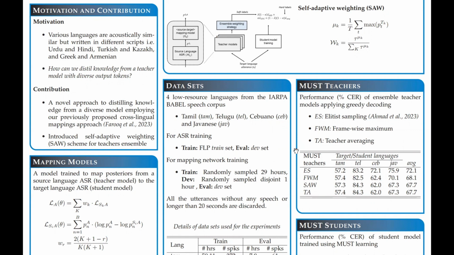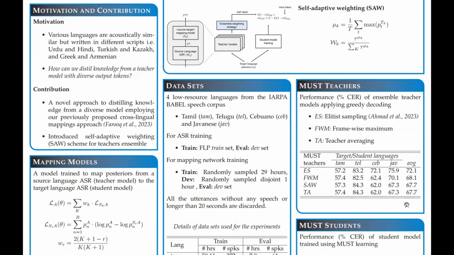And we tried different ensembling techniques, which are LET sampling that we proposed in our last paper at ICASSP 2023, which was about the generalization to different domains for the English language. So we tried LET sampling, frame-wise maximum, and teacher averaging, and I proposed self-adaptive weighting. I will just go to the average of all the languages. You can see that LET sampling didn't work well for us in the multilingual case. The frame-wise max was a bit better than that, but student self-adaptive weighting that we proposed here and teacher averaging were about the same.